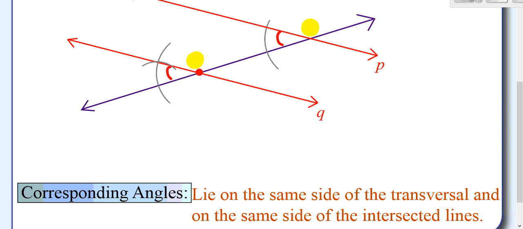You do the same thing with the northeast corner. Those are corresponding. You do the same thing with the southeast corners. Those are corresponding. And then the last one's obviously southwest corners. Those will be corresponding angles.